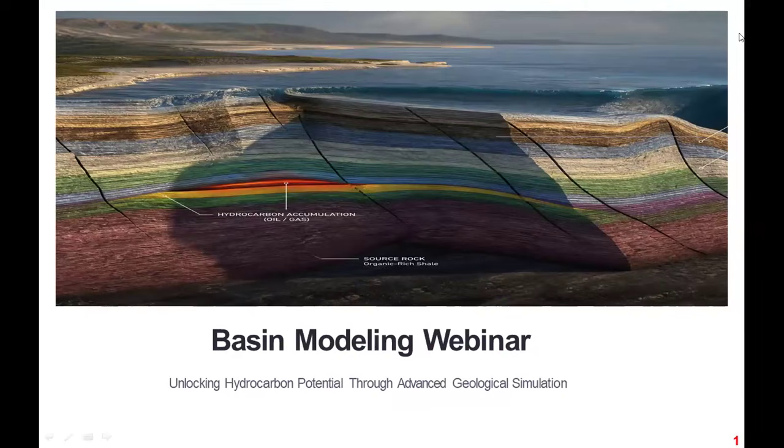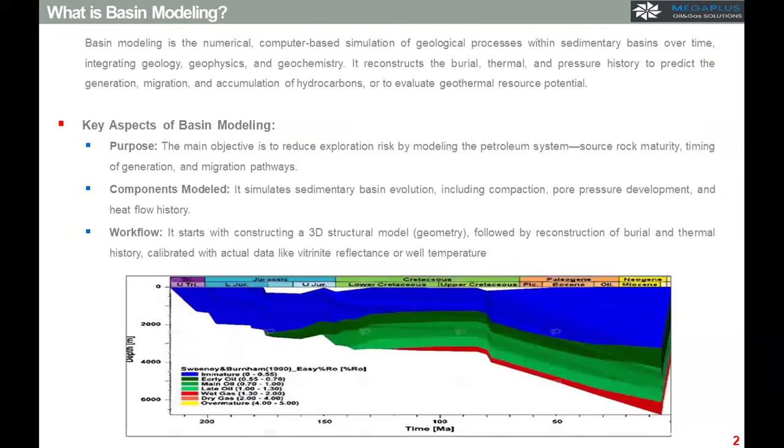Okay, let's begin with the fundamental question. What exactly is basin modeling? Basin modeling is a numerical simulation of geological processes occurring within a sedimentary basin through geological time. This is important. We have three key aspects of basin modeling: the purpose, which is the objective, to reduce mainly the exploration risk by modeling the petroleum system, source rock and maturity, timing and generation, and migration pathways.